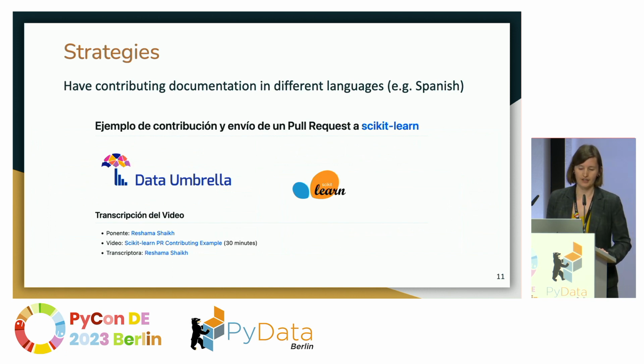Then what's also really important is contributing to documentation in different languages. Data Umbrella, for example, who have run a lot of sprints together with scikit-learn and other projects, ran a workshop targeted at people from South America. They translated the contributing to scikit-learn documentation into Spanish and Portuguese, and this was really helpful for people, actually.